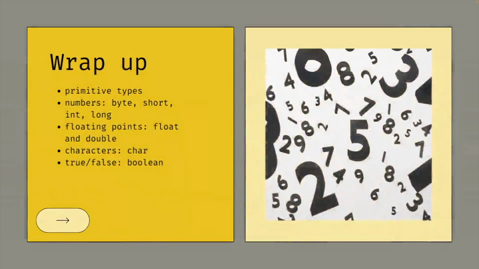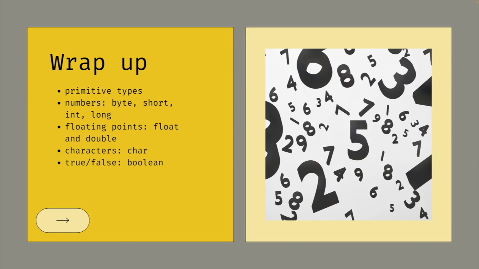Alright, to wrap up on the primitives. We have had a look at the primitive values. We've seen primitives for whole numbers, integers, byte, short, int, and long. And we've seen primitives for floating points, float, and double. We've also seen primitives for characters, namely char, and for booleans, the true and false values, namely boolean.